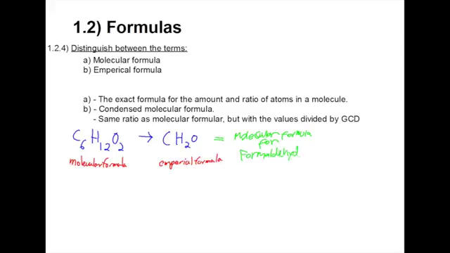The next example is hydrogen peroxide, which is H2O2. That's the molecular formula of it. And the empirical formula is then HO. Okay, so the next point we'll look at is 1.2.5, where you have to learn how to determine the empirical formula from the percentage composition or from other experimental data.